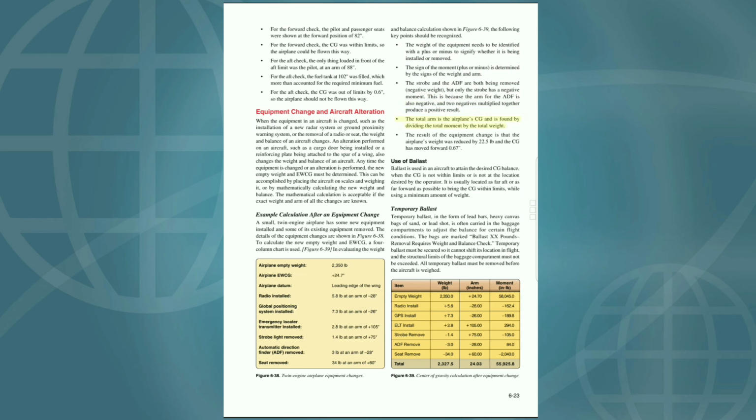The total arm is the airplane's CG, and is found by dividing the total moment by the total weight. The result of the equipment change is that the airplane's weight was reduced by 22.5 pounds, and the CG has moved forward 0.67.